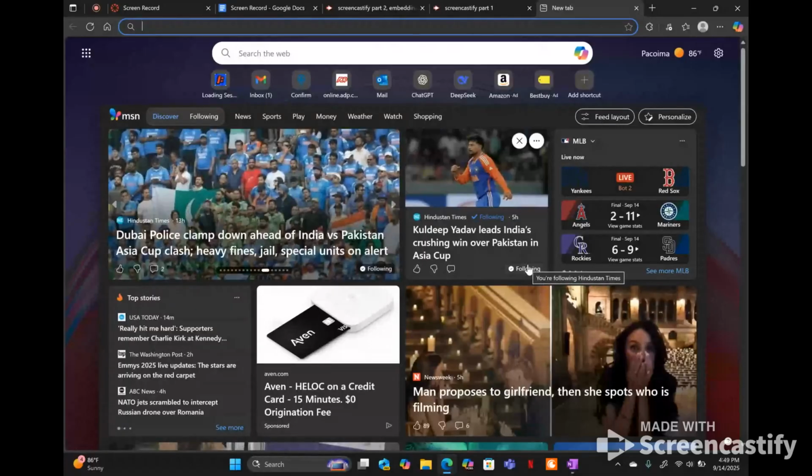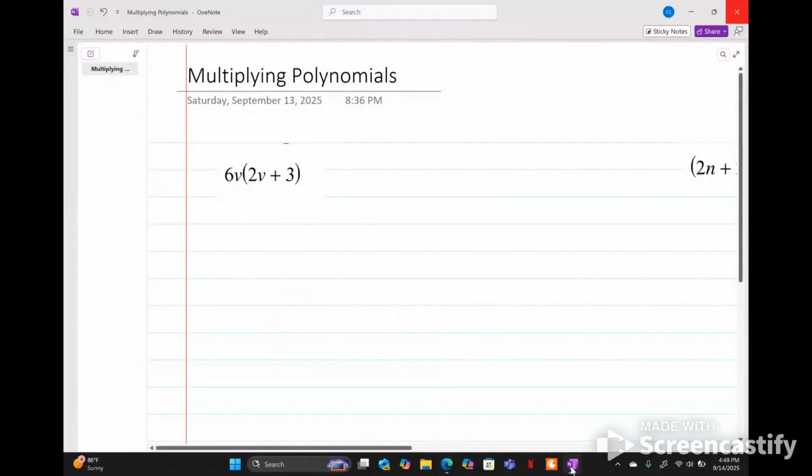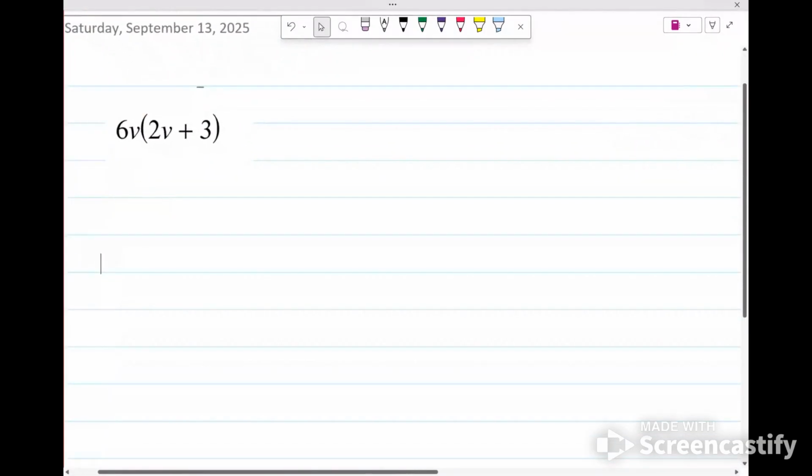Hello, today I'm going to show you how to multiply polynomials. So let me open up OneNote. As you can see right here, I have multiple problems. Sometimes students just have trouble trying to solve them.